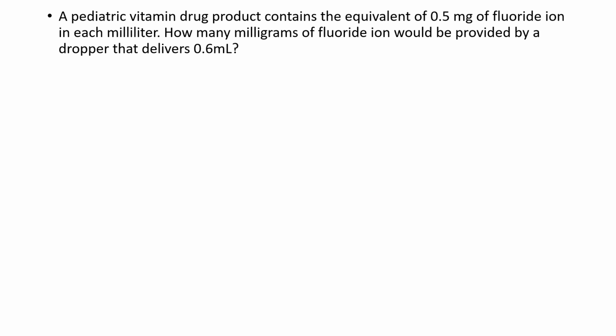So a pediatric vitamin drug contains an equivalent of 0.05 milligrams of fluoride ion per milliliter. How many milligrams of fluoride ion would be provided by a dropper that delivers 0.6 ml? Okay, so 0.05 milligrams is equivalent to 1 milliliter. How much would be given in milligrams in 0.6 milliliters? So rearrange the formula.